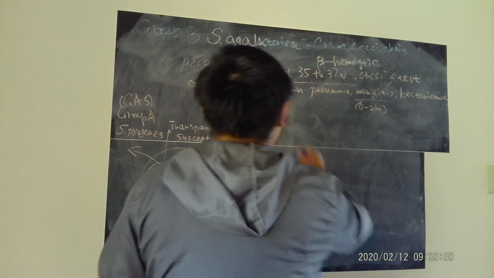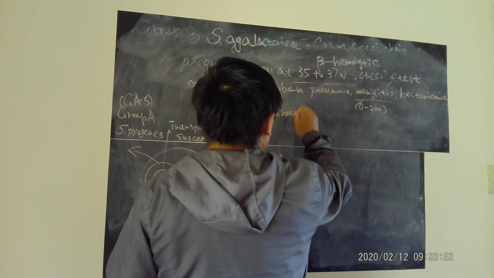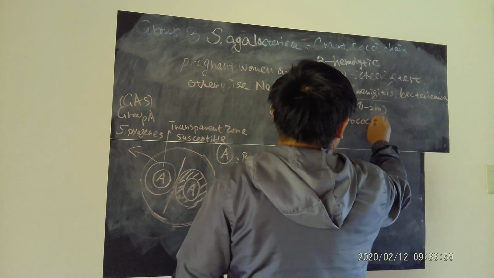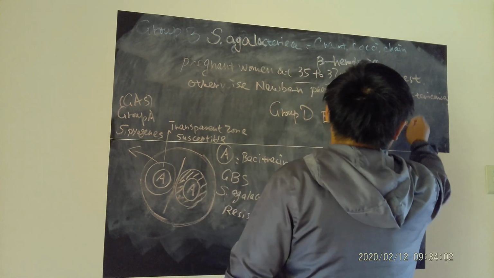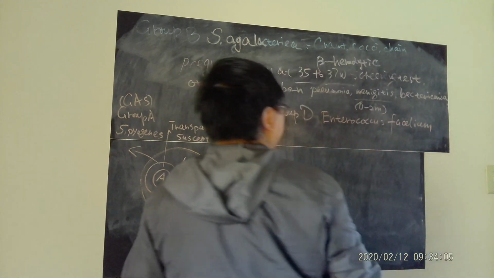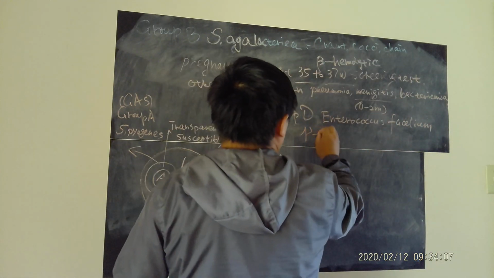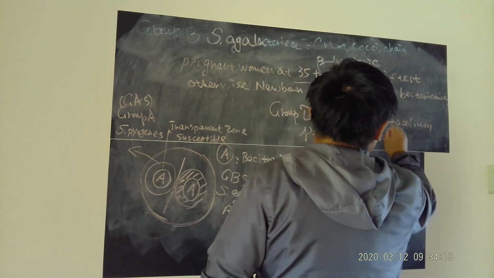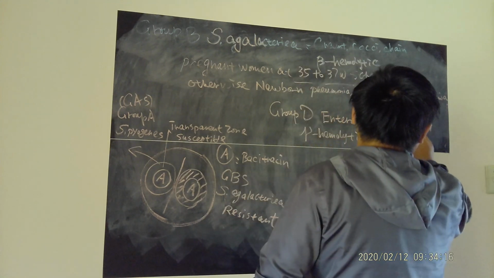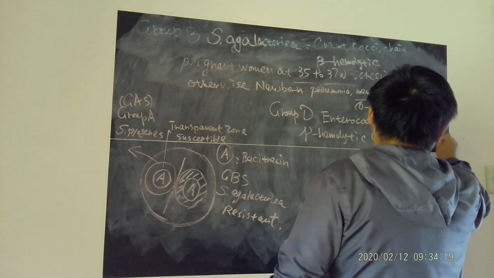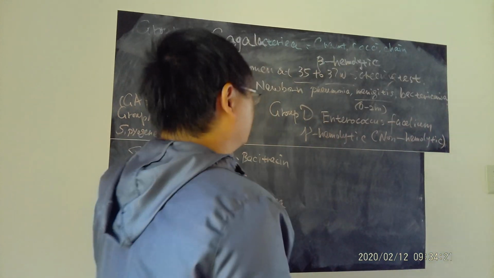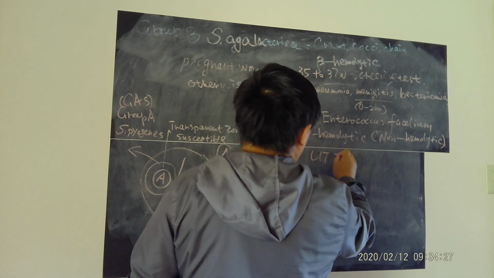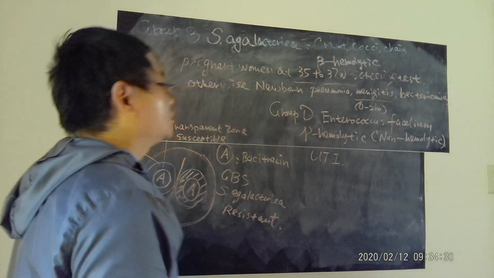Now, by the way, we also have to mention group D. Group D is Enterococcus faecium. This is gamma hemolytic, which means nothing happens. You can understand it as non-hemolytic. Okay, now this guy, most of the time, causes UTI, a urinary tract infection.